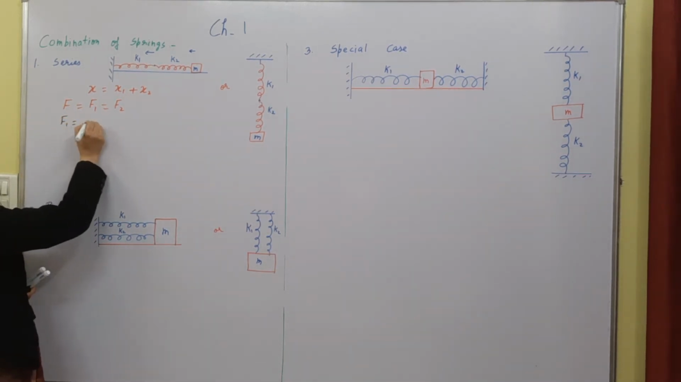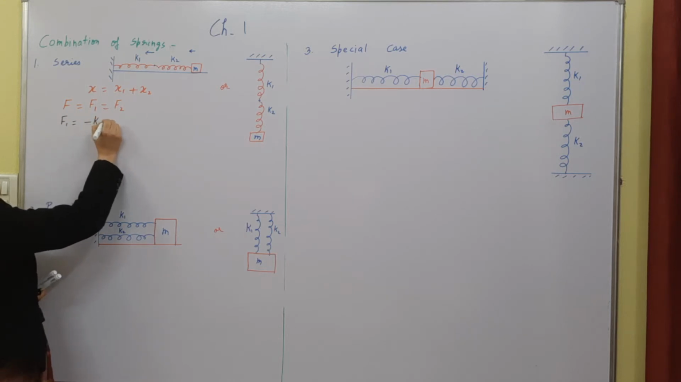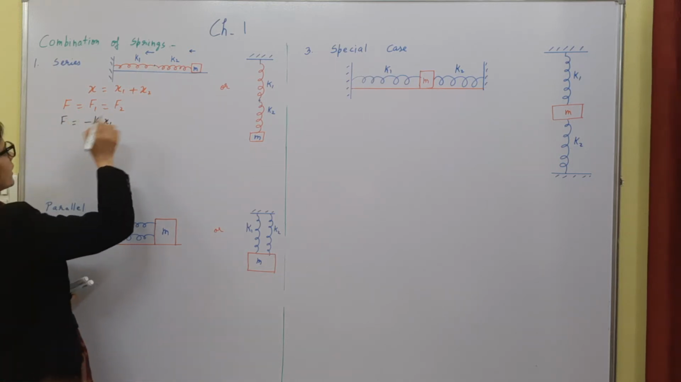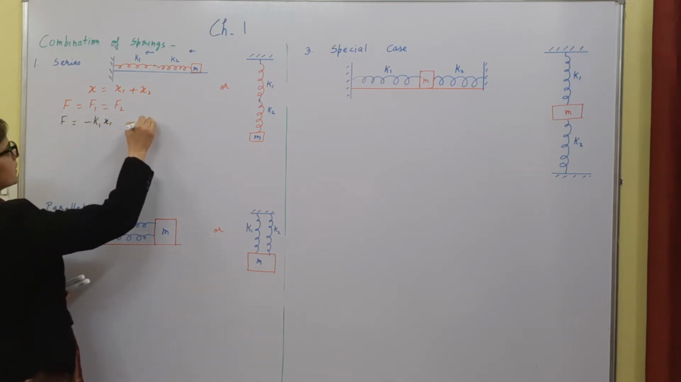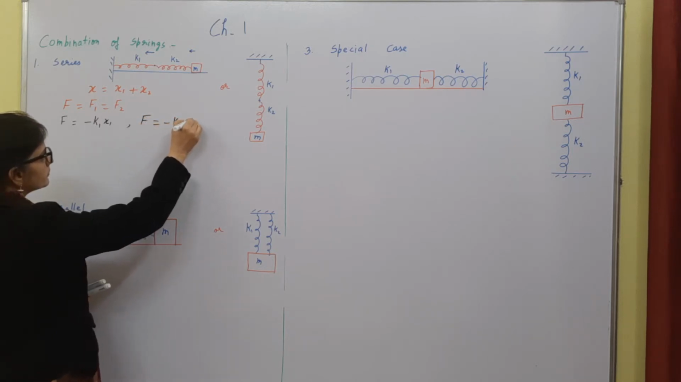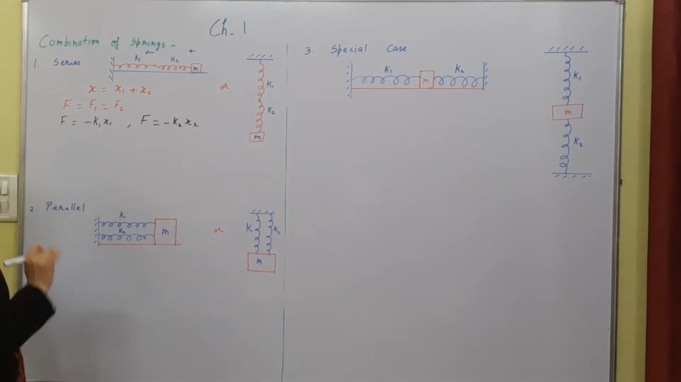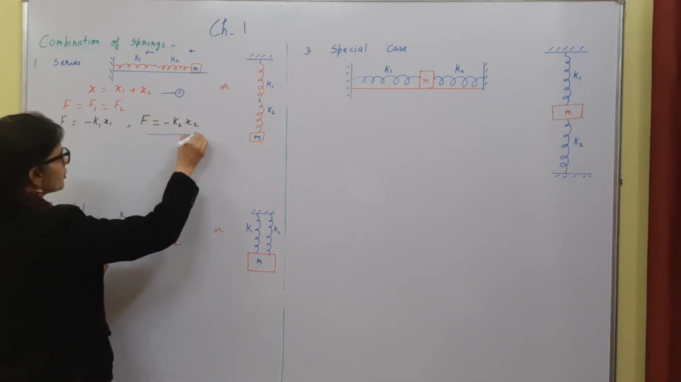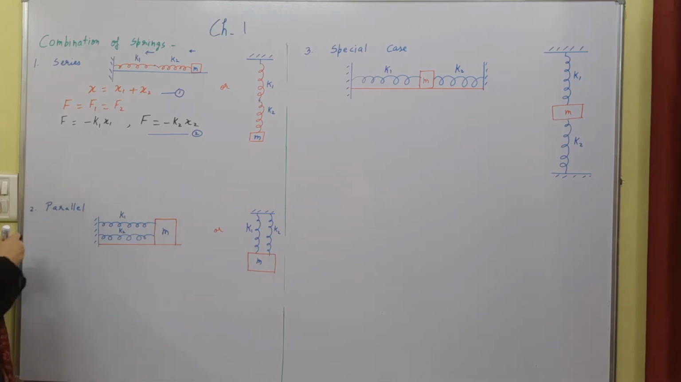We can write down that F1 is equal to minus K1 X1. This is F actually, because both F's are the same. Similarly, for the second spring, we can write down this. Now we know that X is equal to X1 plus X2. So we can write this as equation 1, and from this equation 2, we can calculate X1 and X2.